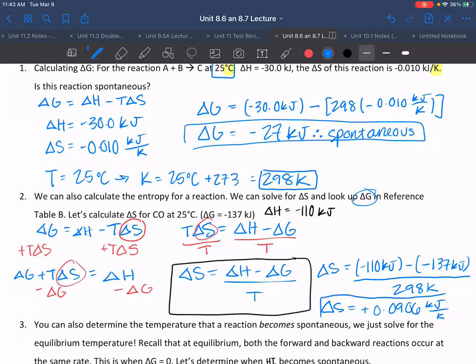Is this a favored or unfavored entropy? Favored. Positive S's are favored. I'm just testing you guys as we go. All right.